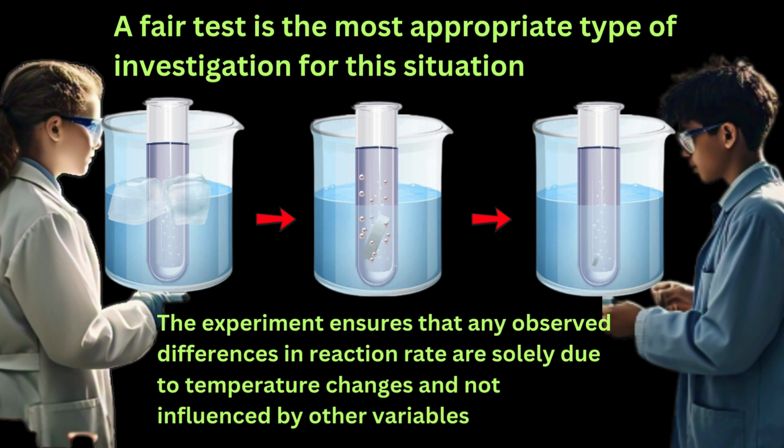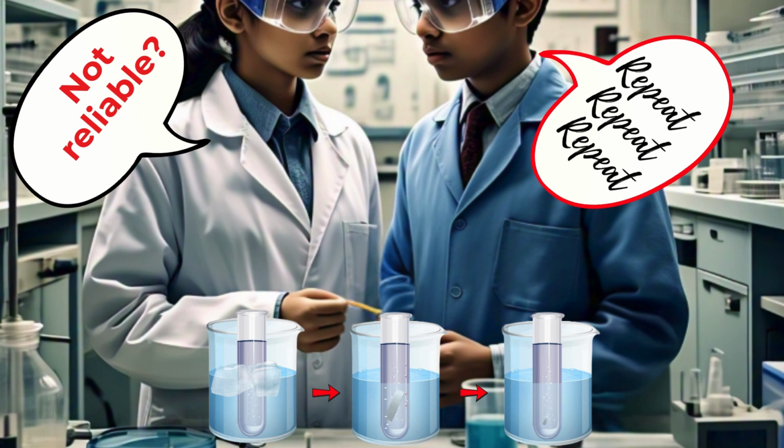By changing only one variable, while keeping all other factors constant, the experiment ensures that any observed differences in reaction rate are solely due to temperature changes and not influenced by other variables. This controlled approach eliminates bias and improves the accuracy of the results. Additionally, repeating the experiment multiple times and averaging the data enhances reliability, reducing the impact of random errors. A fair test provides strong scientific evidence to support conclusions, making it the best method for investigating cause and effect relationships in chemical reactions.